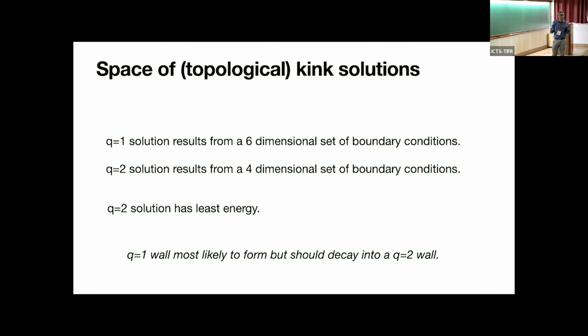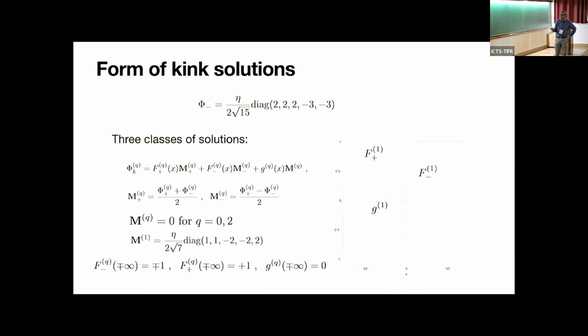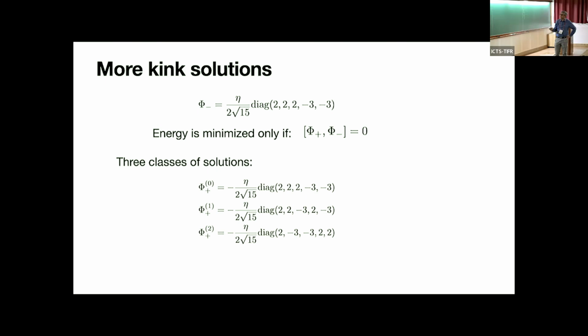So, for example, another complication is that I told you that there are 3 classes of solutions, the Q equal to 0, Q equal to 1, and Q equal to 2. The Q equal to 1 solution results from a 6-dimensional set of boundary conditions. So remember, back here, what I have to do is that if I take 2, 2, 2, minus 3 on the left, then on the right, I have to switch a minus 3 and a 2. Okay? So I can either switch the minus 3 with this 2, or this 2, or this 2, or I can take this minus 3 and I can switch it with this 2, or this 2, or this. So there are 6 different ways I can switch these things. And so I have a 6-dimensional space of boundary conditions that will give me the Q equal to 1 solution.